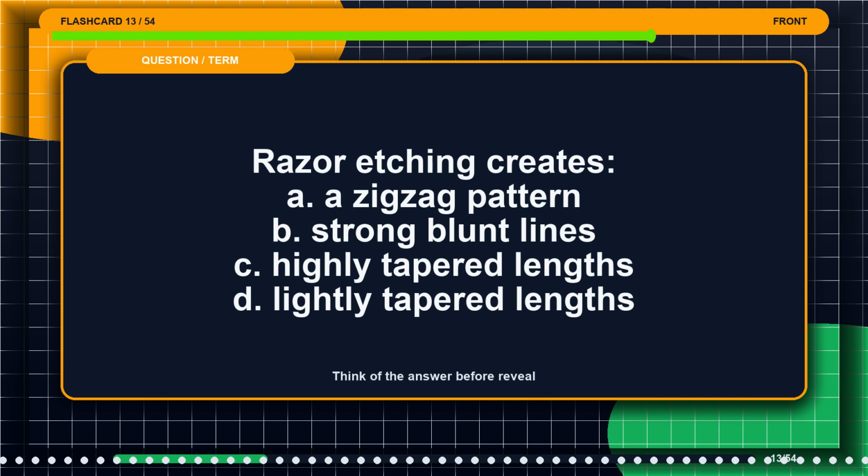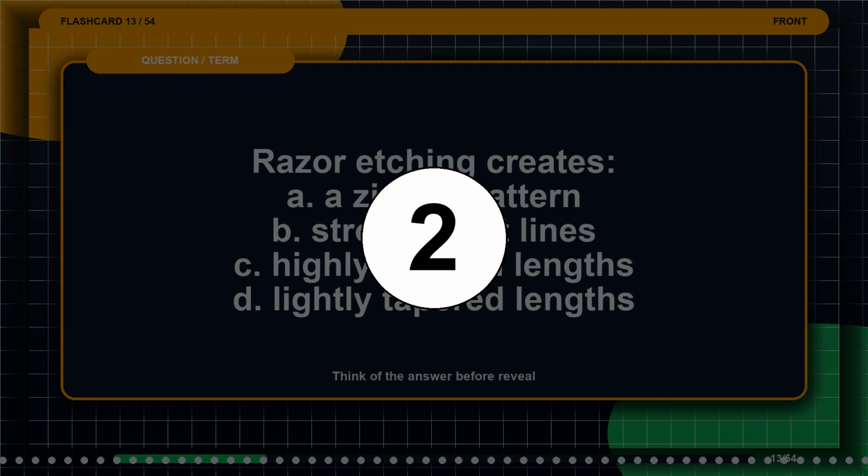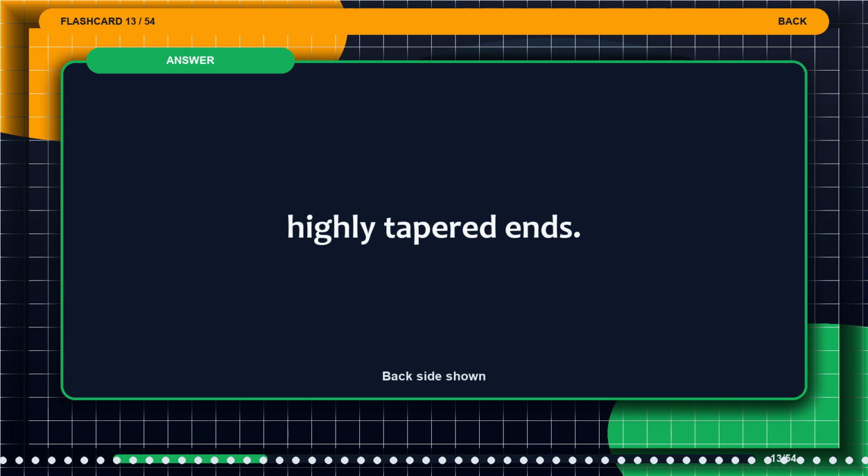Flashcard 13. Razor etching creates A. Zigzag pattern, B. Strong blunt lines, C. Highly tapered lengths, D. Lightly tapered lengths. Pause and think of the answer before the reveal. The answer is highly tapered ends.